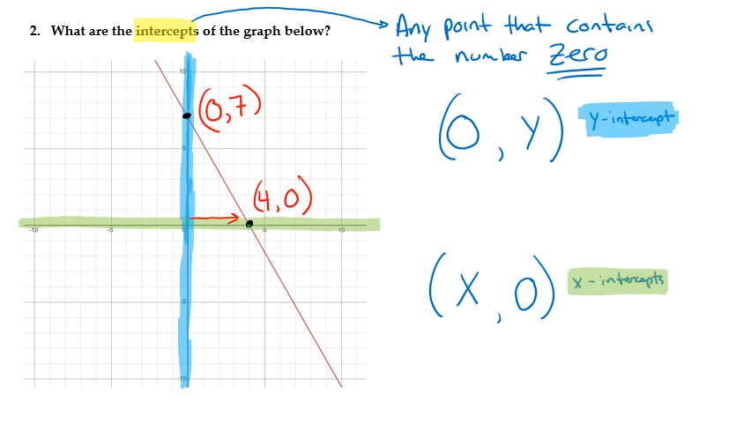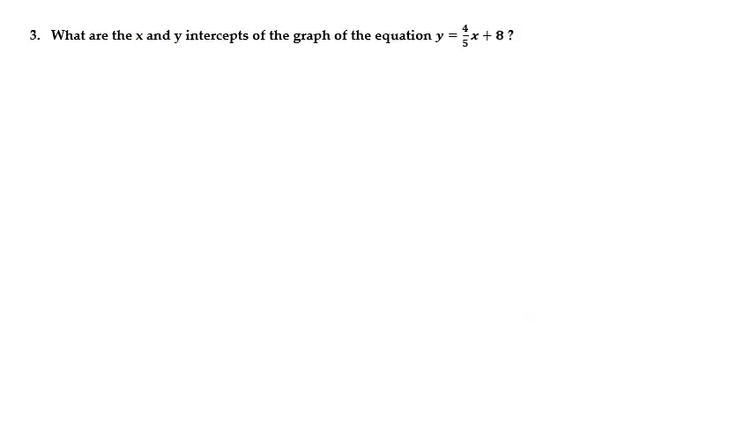All right, one more problem, again, though, dealing with intercepts. In this case, I think it's the easier version because we're just looking at a graph. We don't have to do any calculations. The next problem, again, what are the intercepts? What are the x and y intercepts of the graph of the equation y equals 4 over 5x plus 8?